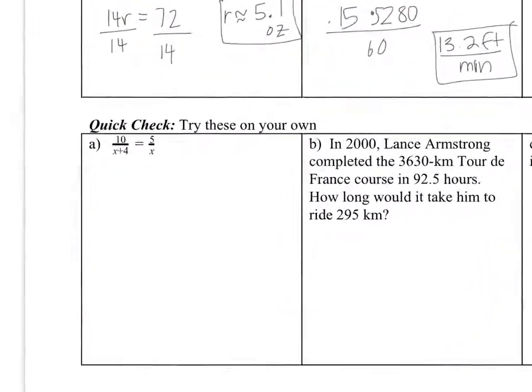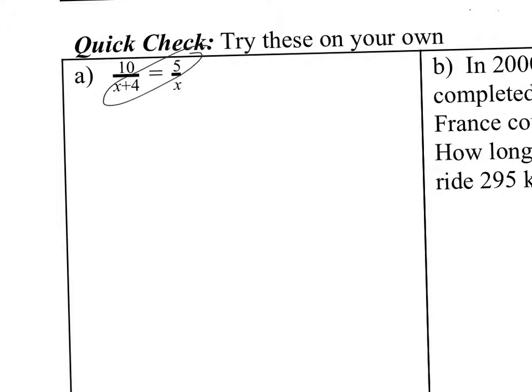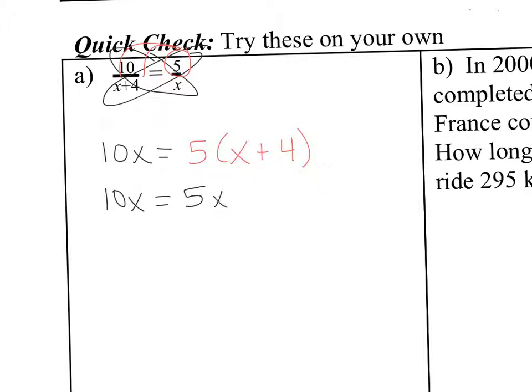Okay, a few more. So we have a proportion, which is two ratios that are equal. I'm going to cross multiply right here. So I'm going to have 10x equals, now you have to be careful when you're multiplying 5, that you multiply 5 by each thing. So I'm going to write 5 on the outside and write a parentheses. So this is going to be 10x equals 5x plus 20. Subtract 5x. So 5x equals 20. X equals 4 is my answer.